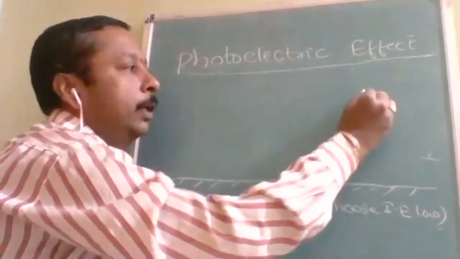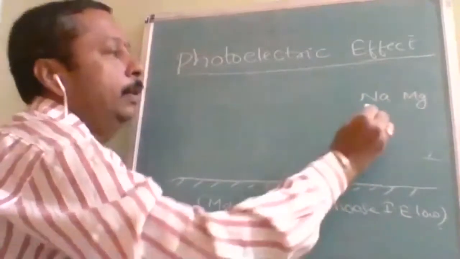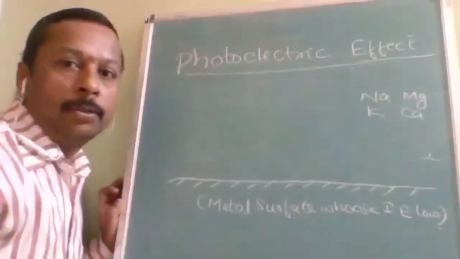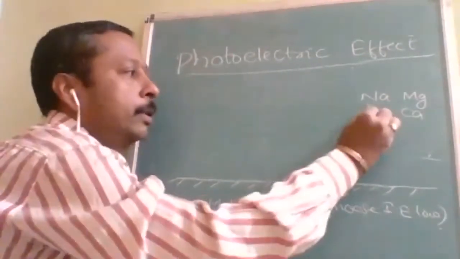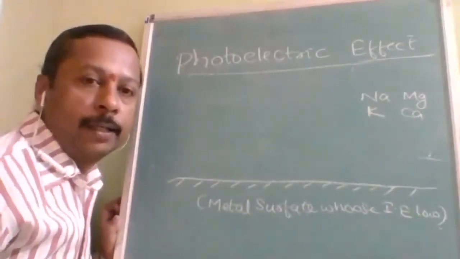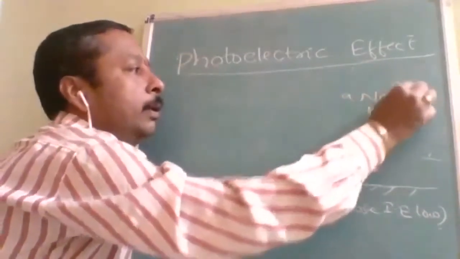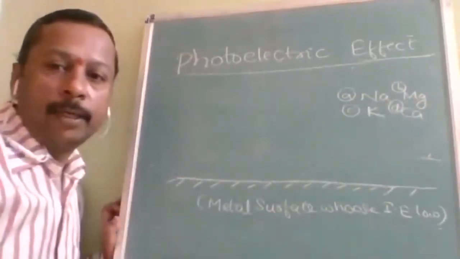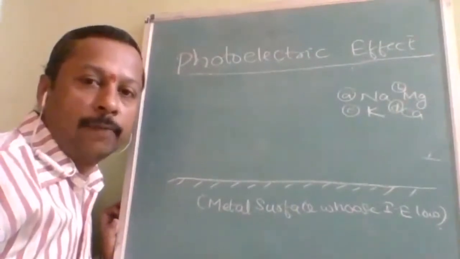Now let us take sodium, magnesium, potassium and calcium. Out of these, option A, option B, option C and option D, which is the least preferred metal out of these four metals for the photoelectric effect?